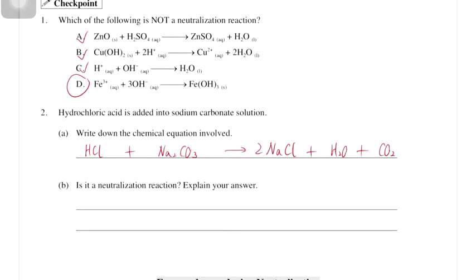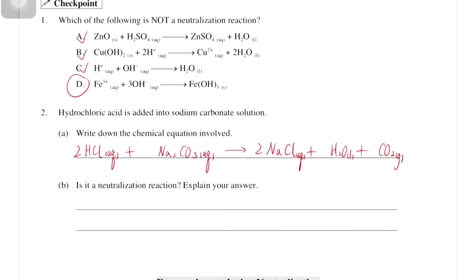Okay, we have 2 sodium, and then we need to balance the chlorine. Okay, now we got a balanced equation. And finally, make sure you write the state symbol. We have hydrochloric acid, and we have sodium carbonate solution, so it should be aq. And sodium chloride formed is a soluble salt, so it should be in aqueous state, water in liquid state, carbon dioxide in gas state.